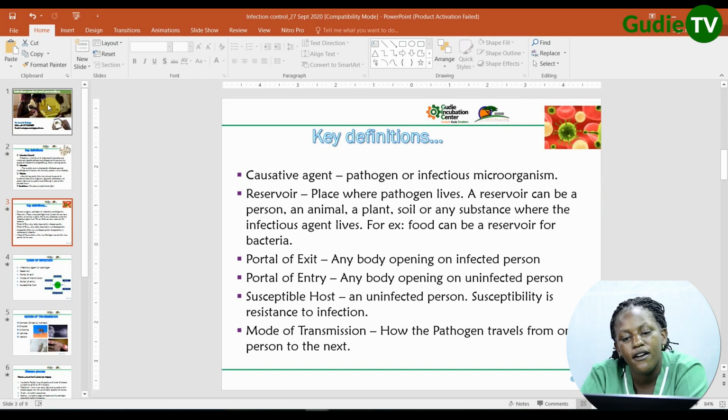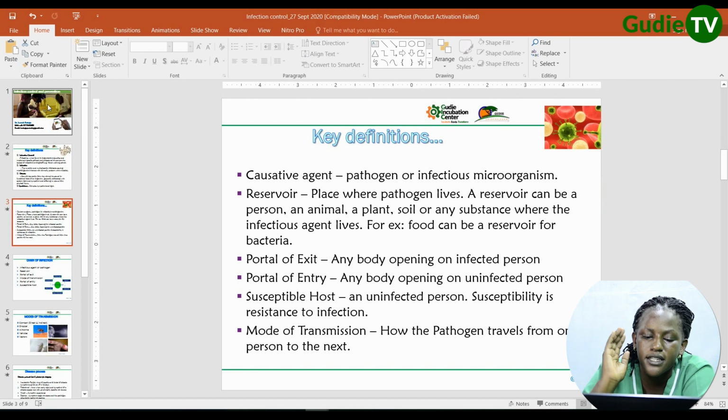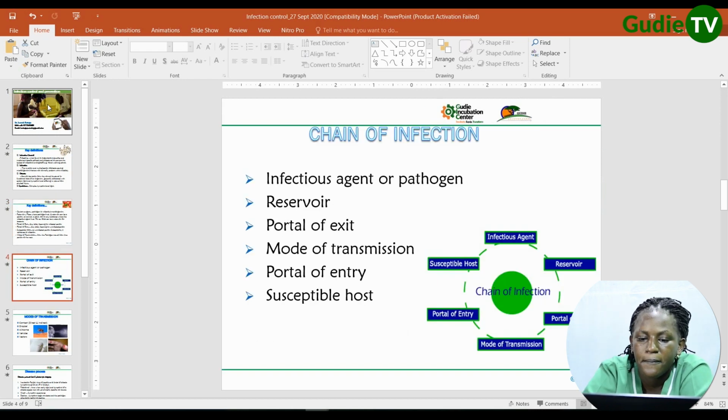A reservoir is a place where microorganisms live. Port of exit is any body opening of an infected person. Port of entry is the body opening of an infected person. And the mode of transmission is the way diseases are transmitted from one person to another, or how germs, microorganisms, the bacteria, the viruses are transmitted from one person to another.